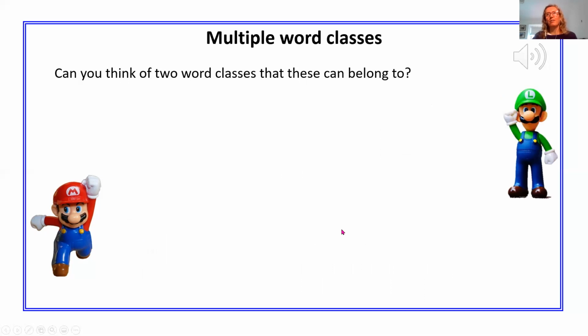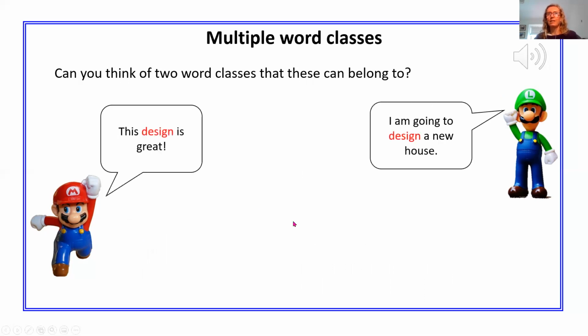Right, I want you to have a go and have a think which word classes the words below are going to belong to. So we've got the word design. This design is great. I am going to design a new house. So have a think which word classes design belongs to. I'm going to give you a little clue. One is a noun and one is a verb. Stop the video now and write down which is the verb and which is the noun.